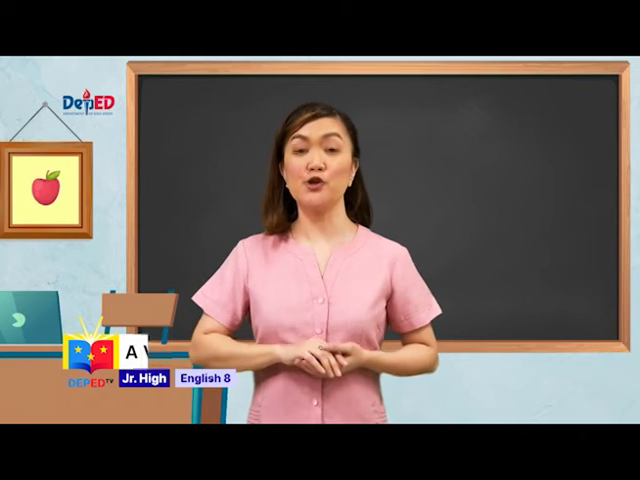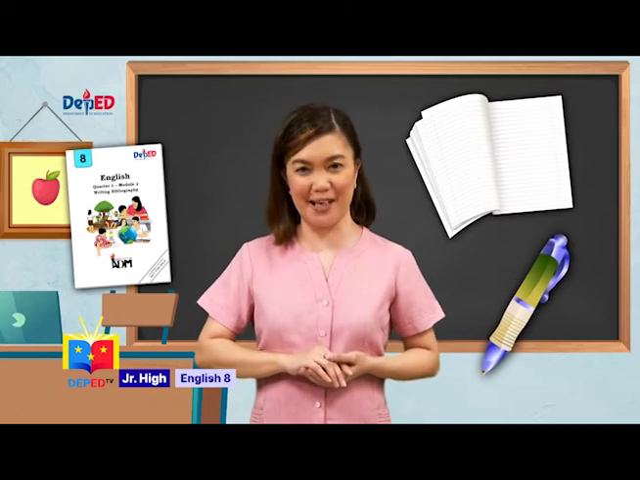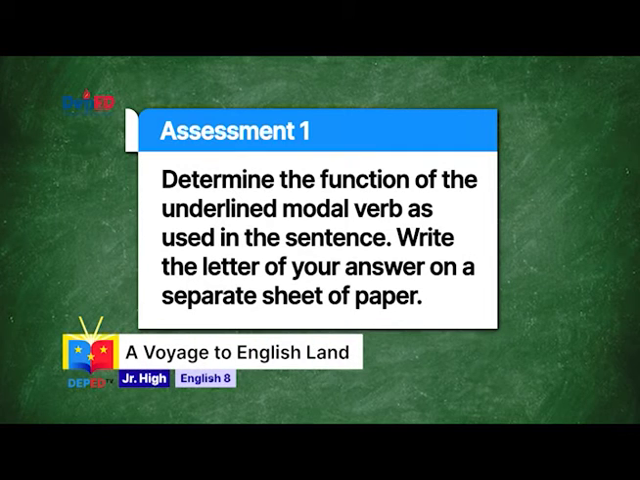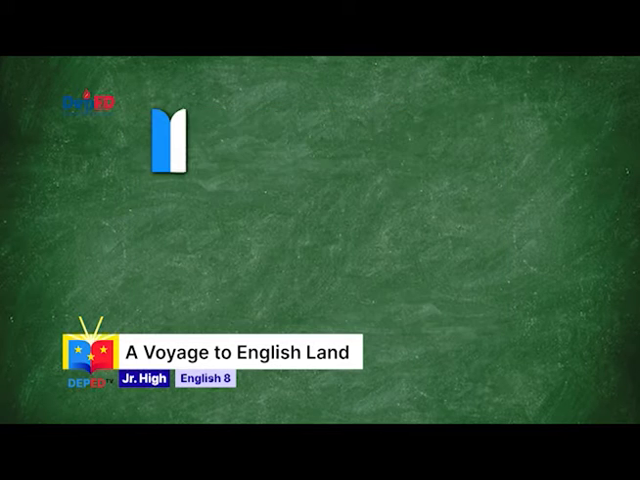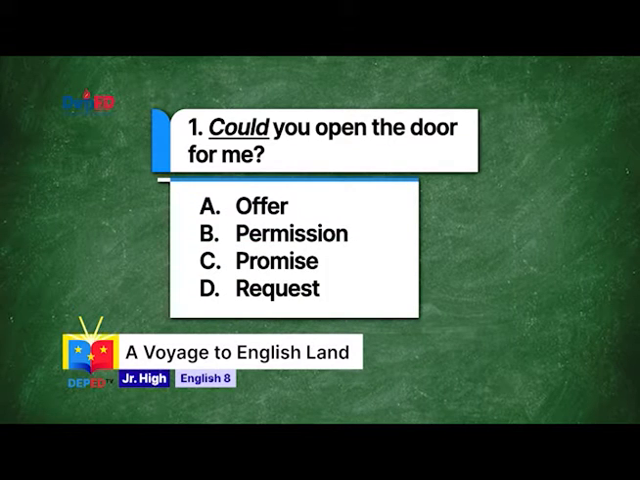Now that you already have knowledge on modal verbs and their specific uses, it's time to put it into practice. So get your pen, paper, and self-learning module and let's start answering assessment number one. Determine the function of the underlined modal verb as used in the sentence. Write the letter of your answer on a separate sheet of paper. Number one, could you open the door for me? The underlined modal is could. And here are your choices. Letter A, offer. Letter B, permission. Letter C, promise. Letter D, request.